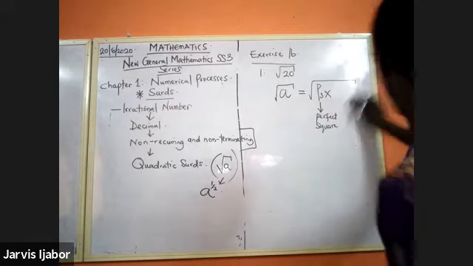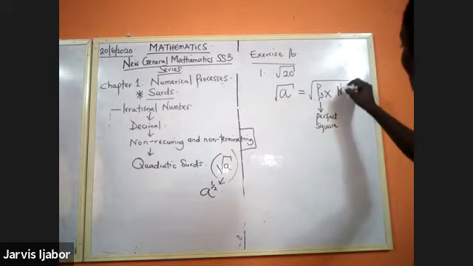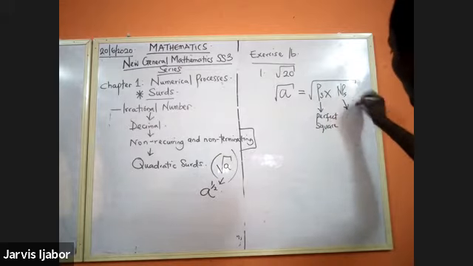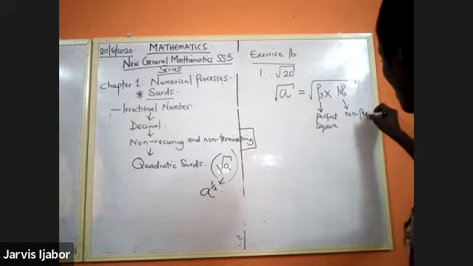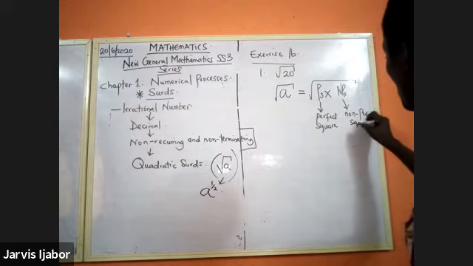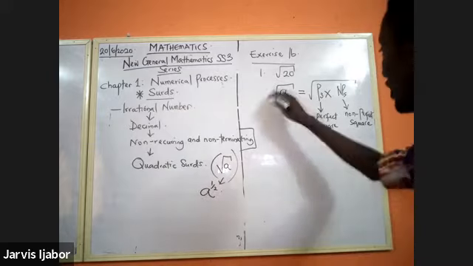Sorry, please let me correct that. You break it into a perfect square and a non-perfect square. I'm sorry about that. Sorry for that mix-up. So that's the first thing you must do when you're given any SURD.